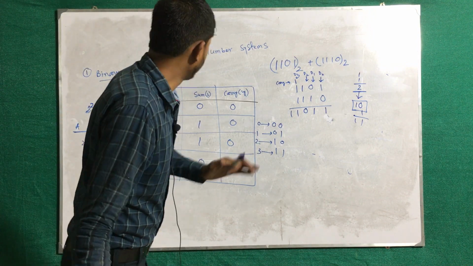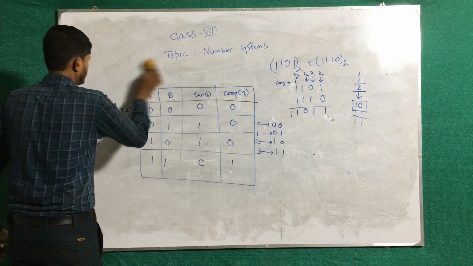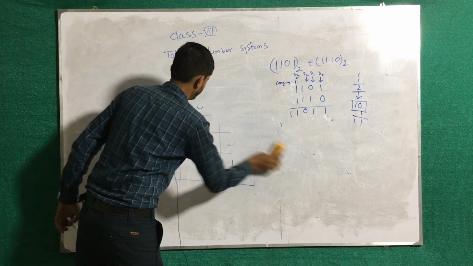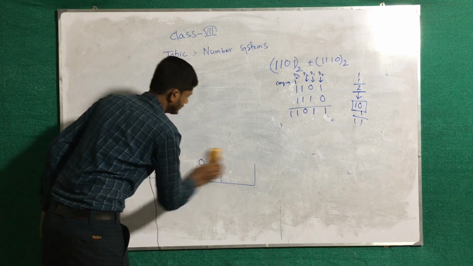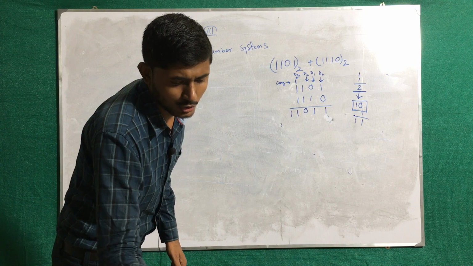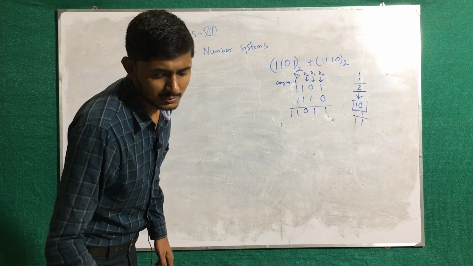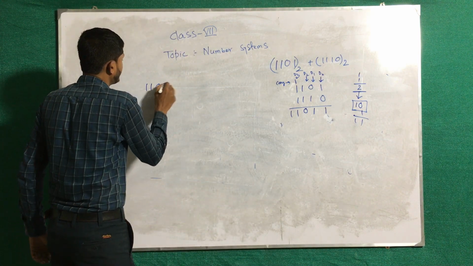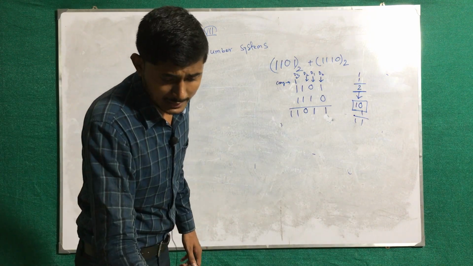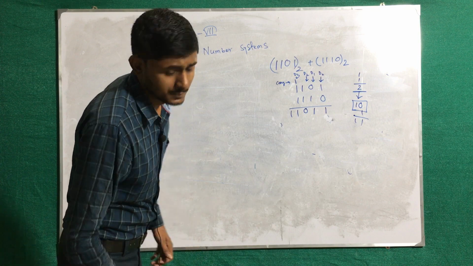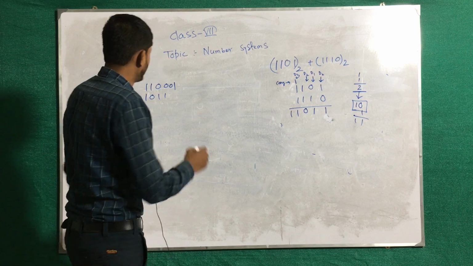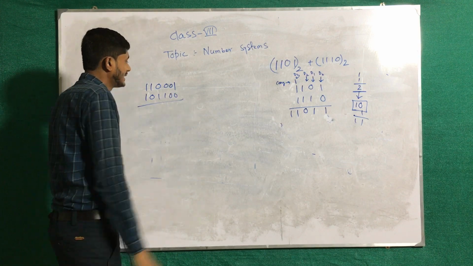So I will take another example of how to perform binary addition. Suppose another example given in your book: 111001 and 101100. We will add the particular numbers.